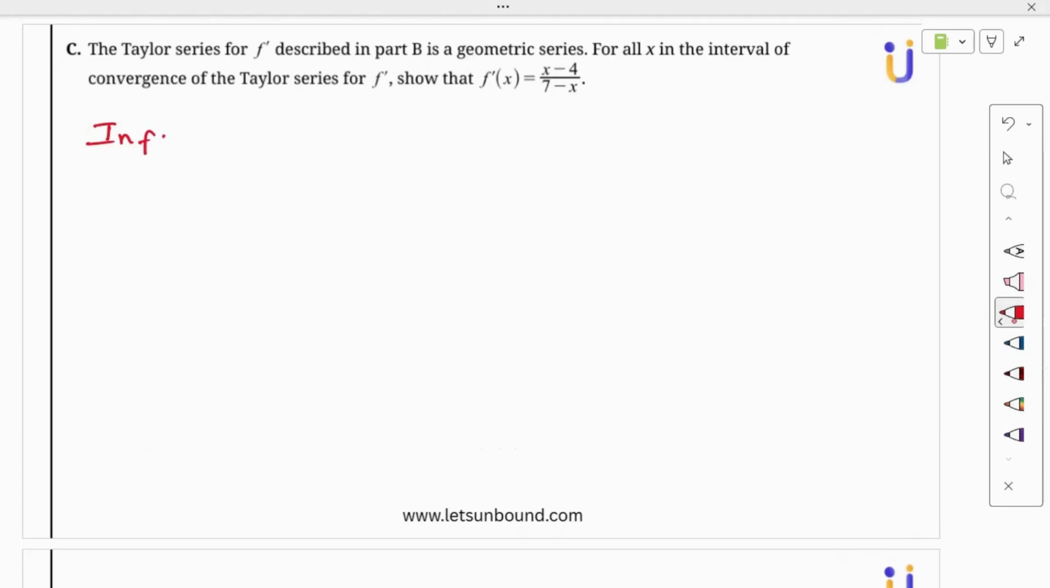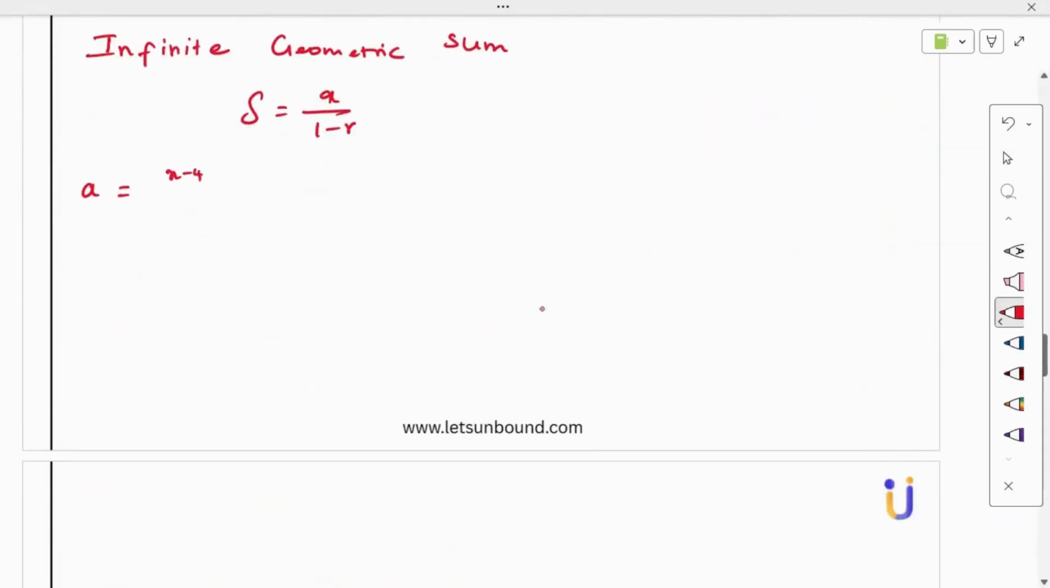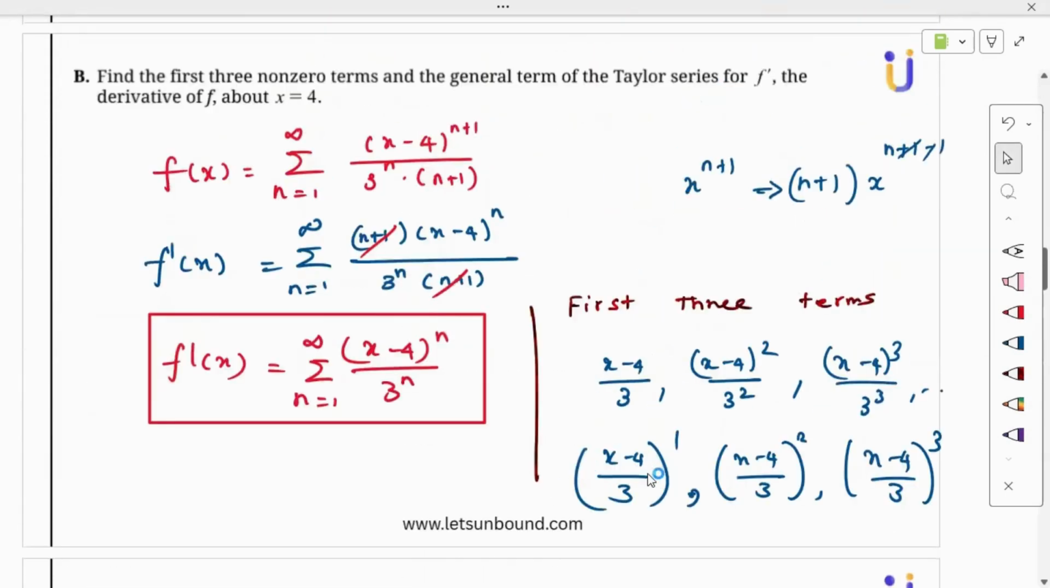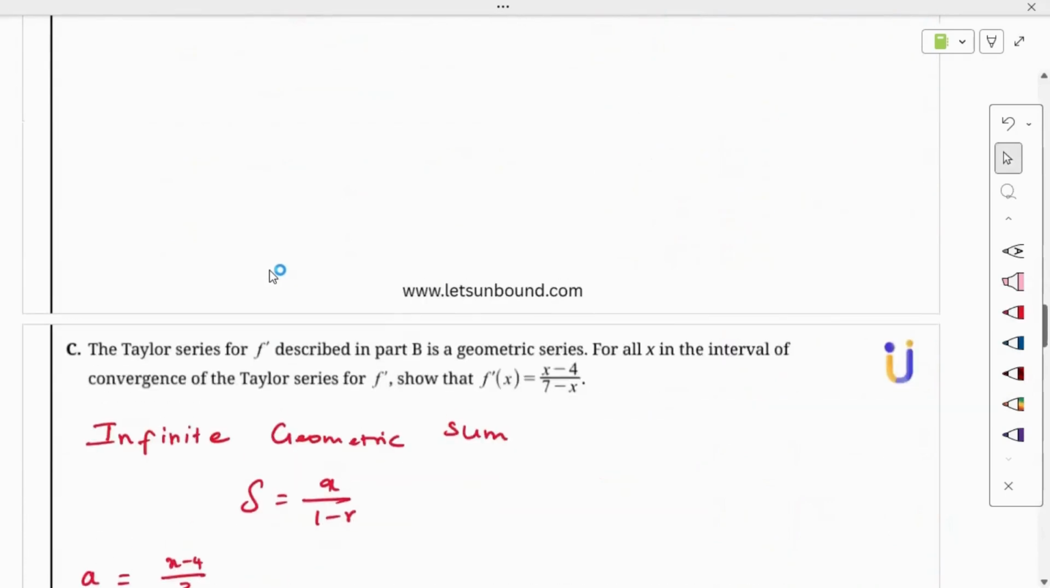We will apply the infinite geometric sum rule. Yes, it's possible. You can find the sum for an infinite geometric series. S is equal to A by 1 minus R. So what is A? Your first term, which we got in this, x minus 4 by 3. And the next term is just raising to the power 2. Common ratio you can find from this. R is equal to T2 by T1, or any consecutive terms, you can find the ratio of successive divided by preceding. So x minus 4 by 3 square divided by x minus 4 by 3 raised to the power 1 will give you x minus 4 by 3. That's it. So my R is also the same thing.